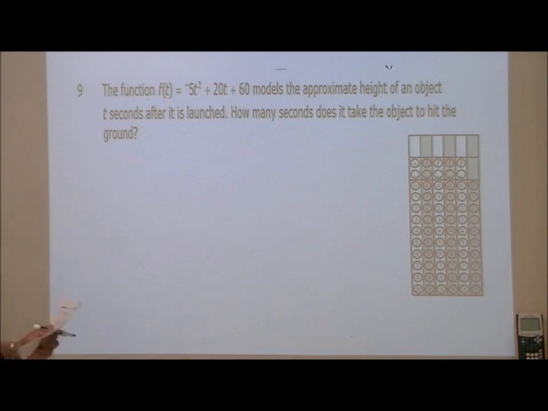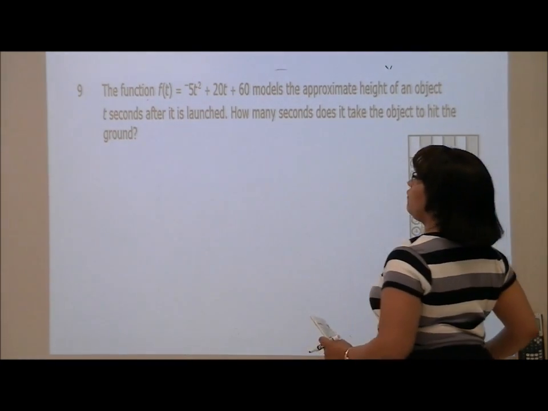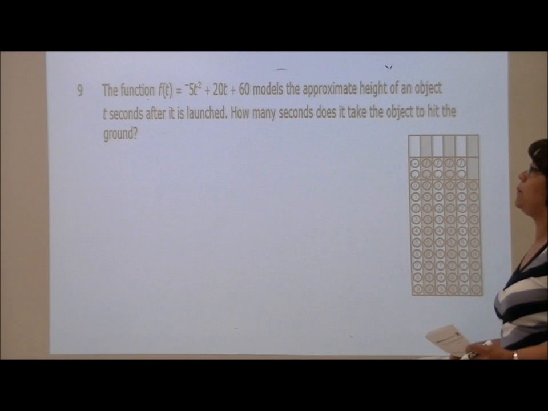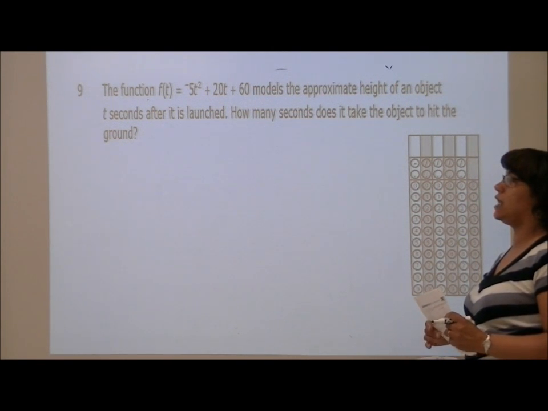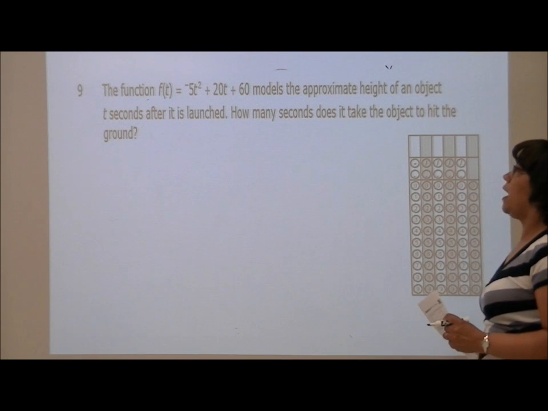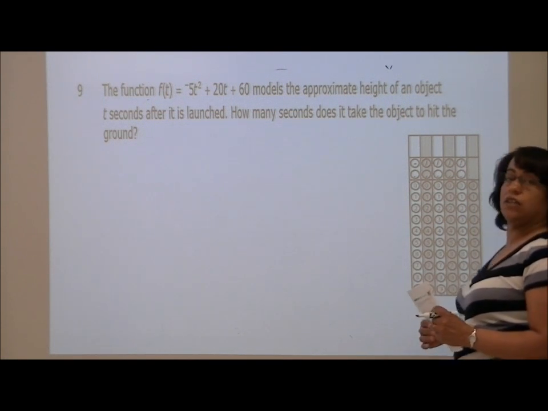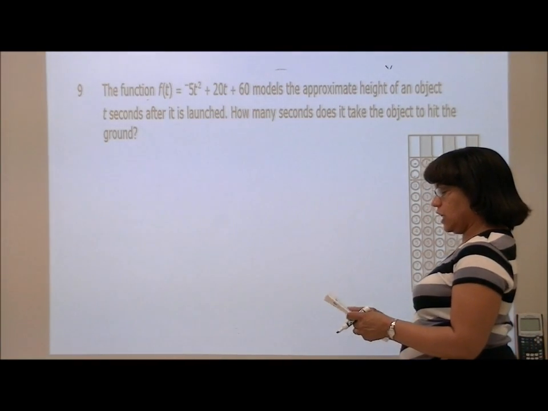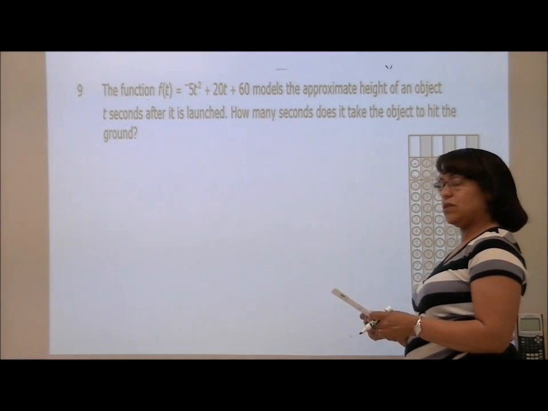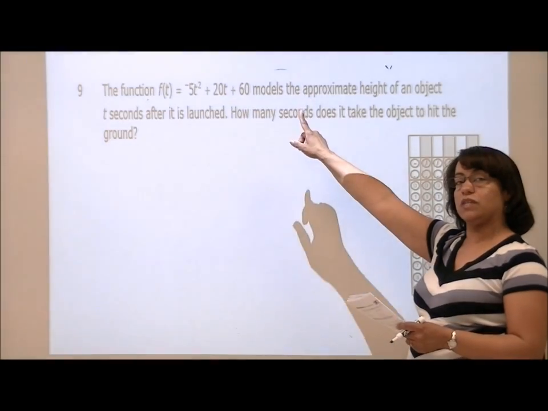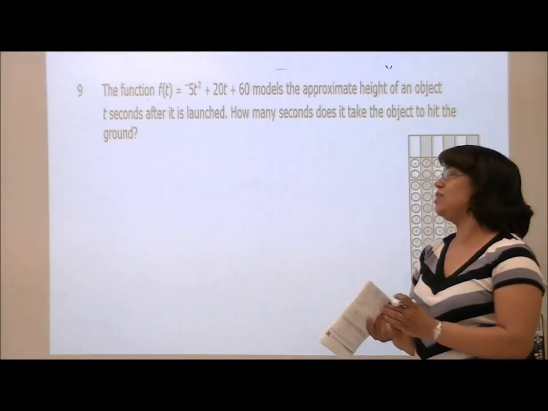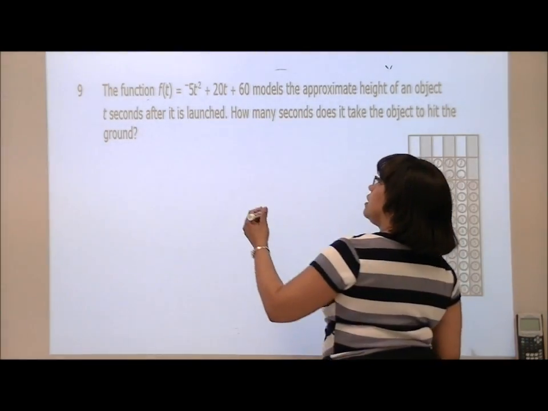The function f of t is equal to -5t squared plus 20t plus 60 models the approximate height of an object t seconds after it is launched. How many seconds does it take the object to hit the ground? So if you look at number 9, when something hits the ground, it's at level 0. So what you're going to do is set your expression equal to 0 and do the exact same thing you just did. You're going to factor and then solve.